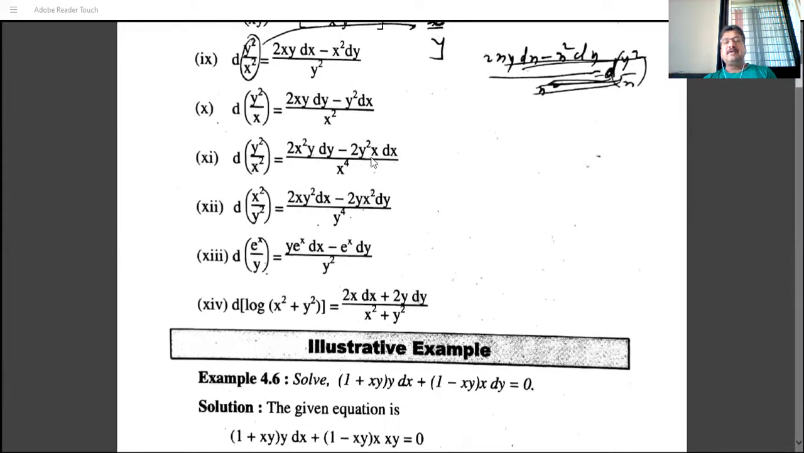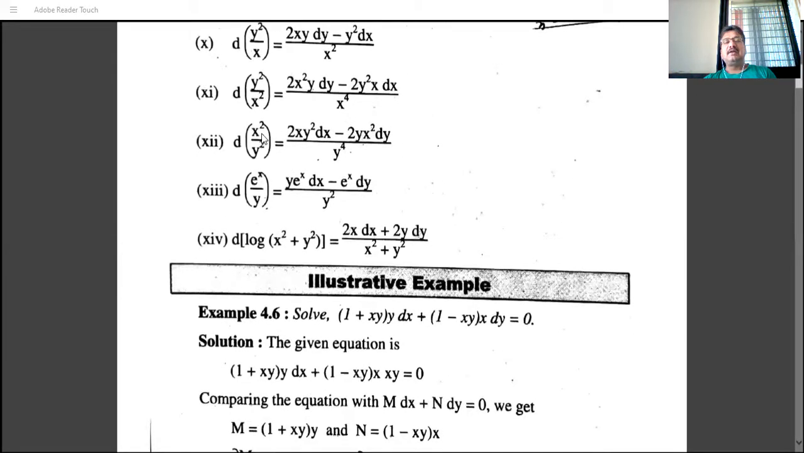The derivative of y square by x square is this, by using the u by v rule. Here v means x square. The derivative of y square is 2y dy, minus y square times the derivative of x square, which is 2x dx, divided by x square whole square, which is x raised to 4. Similarly, the derivative of x square by y square is this. The derivative of e raised to x by y is this. And e raised to y by x is this.